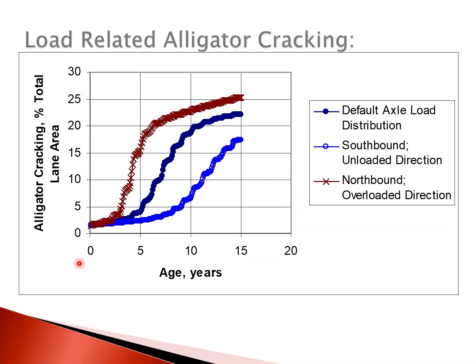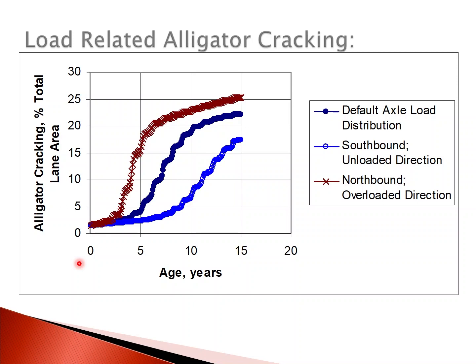Now, to illustrate the importance of axle loads, especially the number of heavy overloaded Class 13 axle loads, this slide shows an example where there is a higher percentage of overloaded trucks in one direction, and in the other direction the axle loads were within the legal load limit. Many of the trucks were unloaded for this one direction.